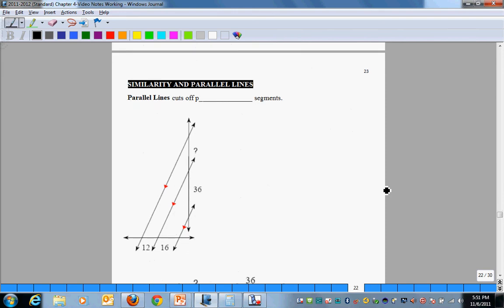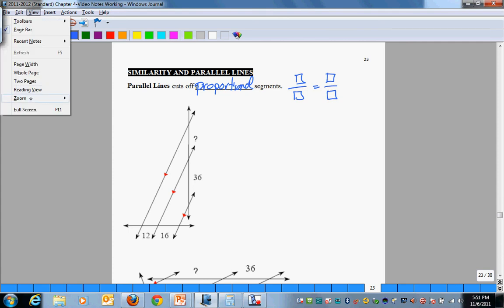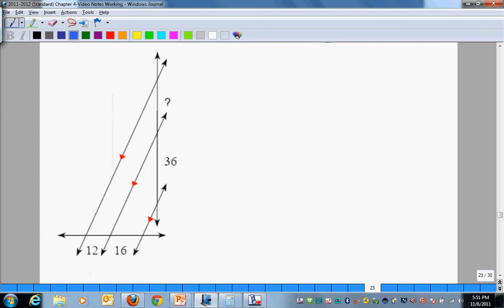Third thing you need to realize is that when you have parallel lines, they do create proportional segments. That means you can solve by using proportions. What are proportions? They're an equation of fractions. Let's take a look at what we have here at the top. The most important thing for you to do here is to mirror the image. We have an unknown. Let's call that unknown x.